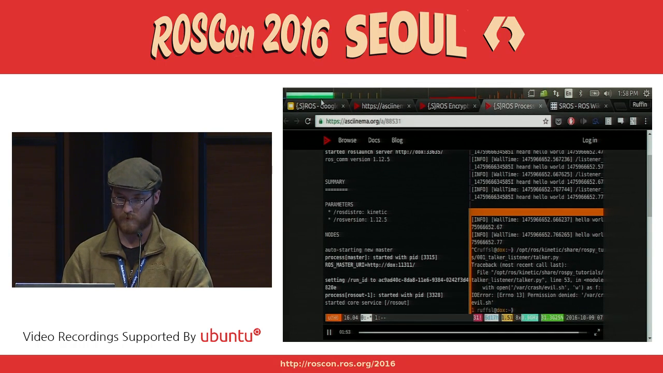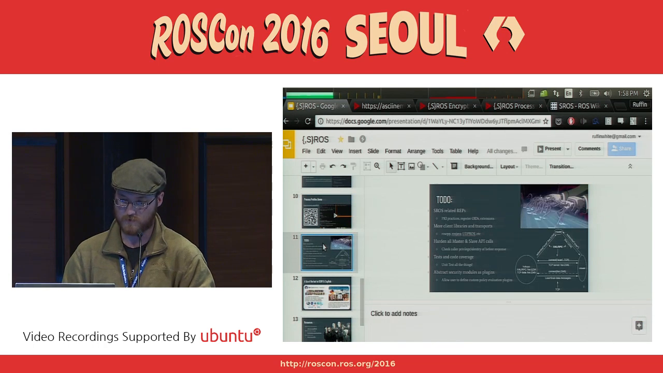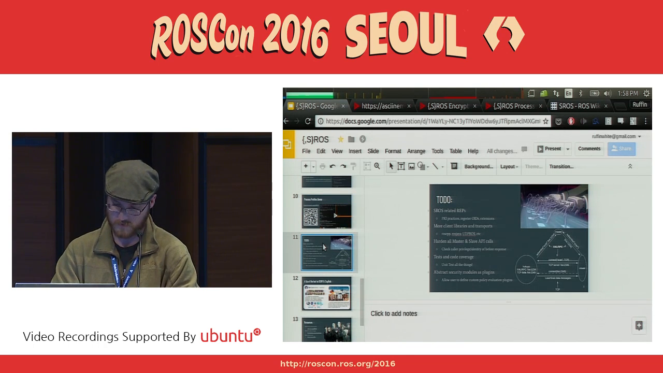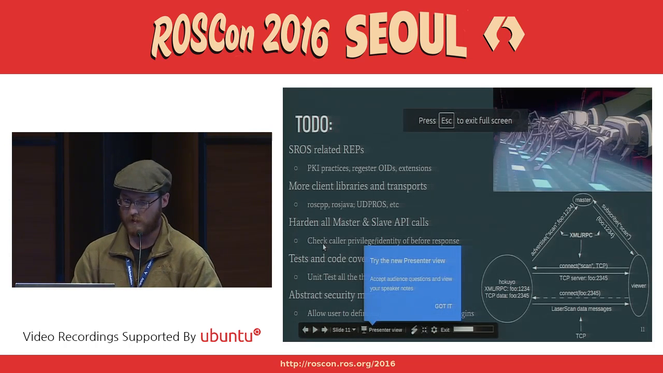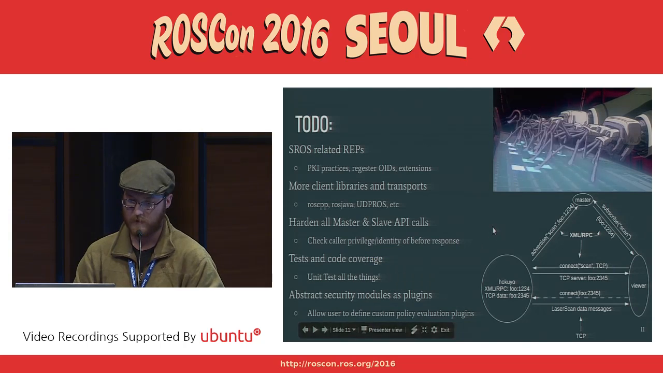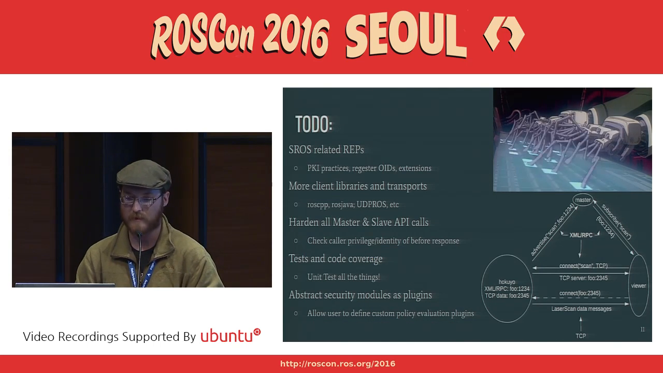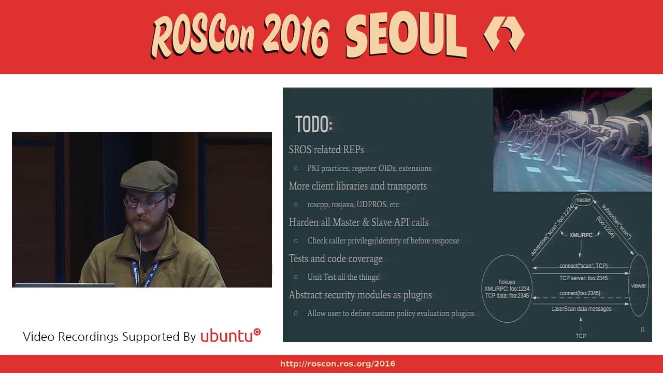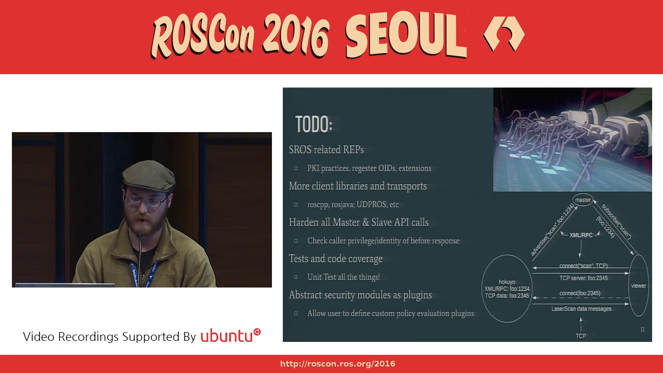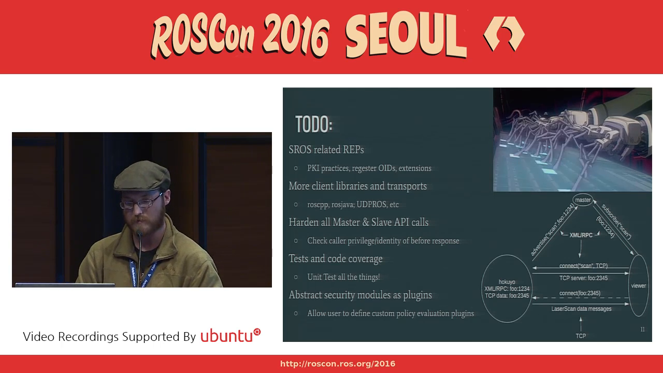All right. So, to-dos. There's certainly some to-dos. We want to develop a ROS enhancement proposal to kind of standardize a lot of the public key infrastructure practices, what specific object identifiers we're going to use in our extensions, a lot of technical details like those.